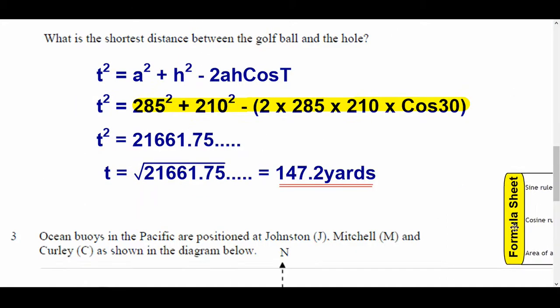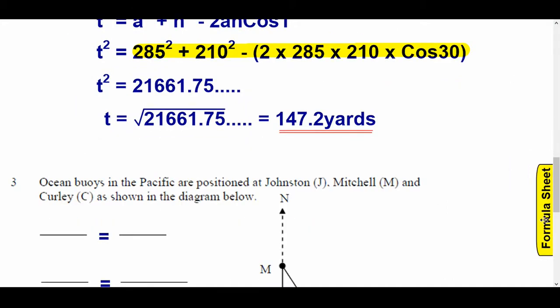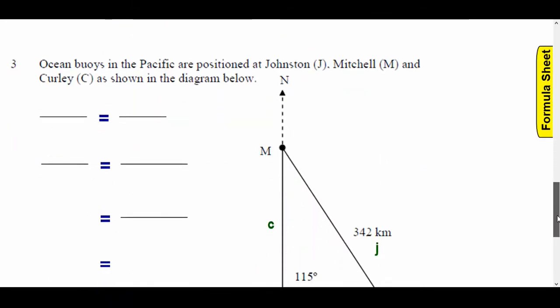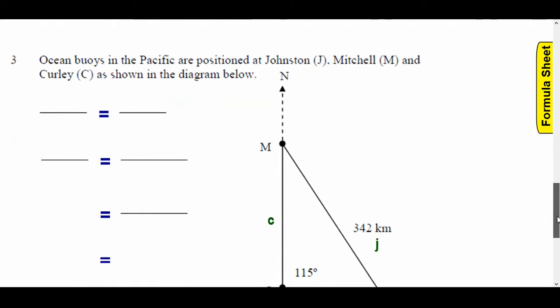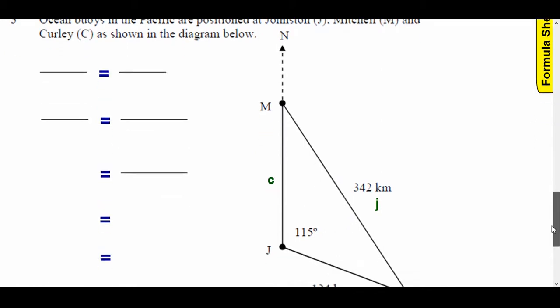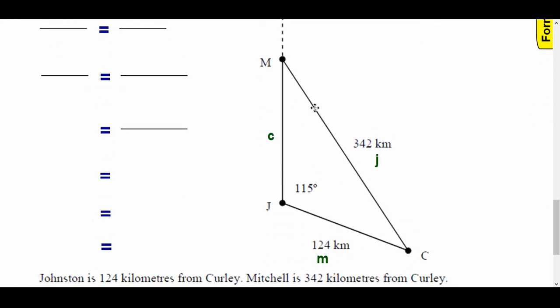Okay, last question here on the trigonometry questions. So question 3. Ocean buoys in the Pacific are positioned at J, M and C as shown below. So we've got J, M and C. I've put my small letters in, so small m is diagonally opposite capital M, small c diagonally opposite capital C, and small j diagonally opposite capital J.